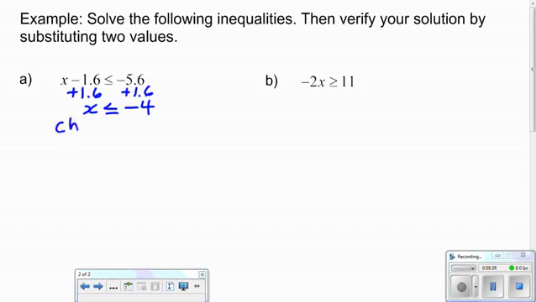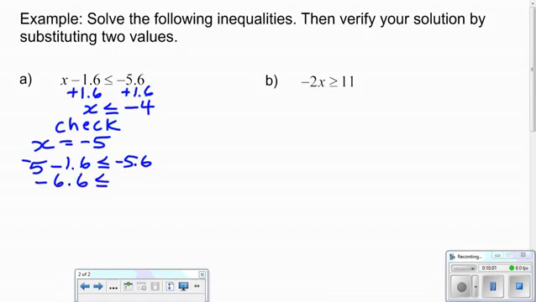So to check, we need an x value that is less than -4. So let's pick when x equals -5. So -5 minus 1.6 should be less than or equal to -5.6. That gives us -6.6 is less than or equal to -5.6.